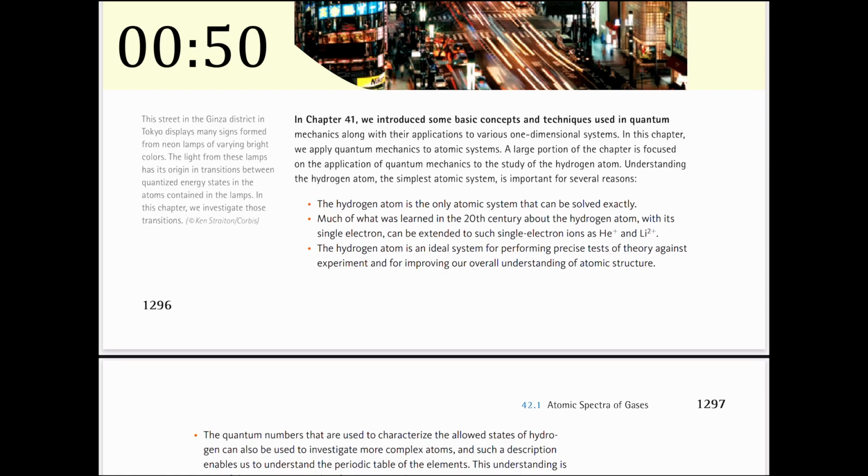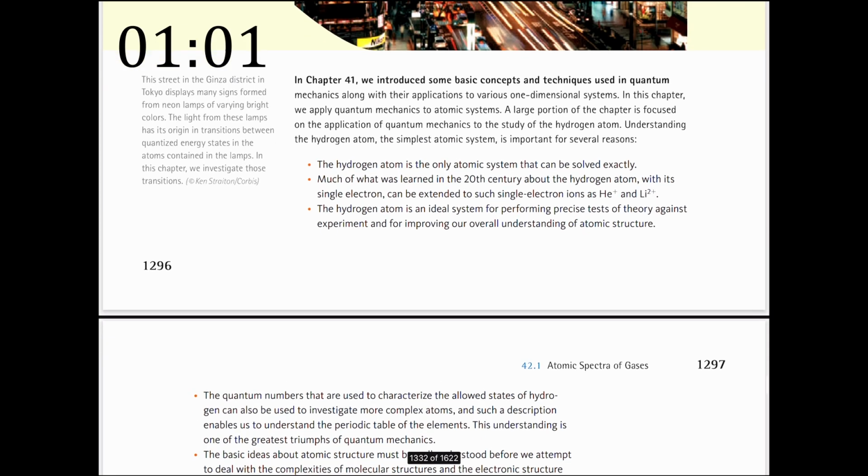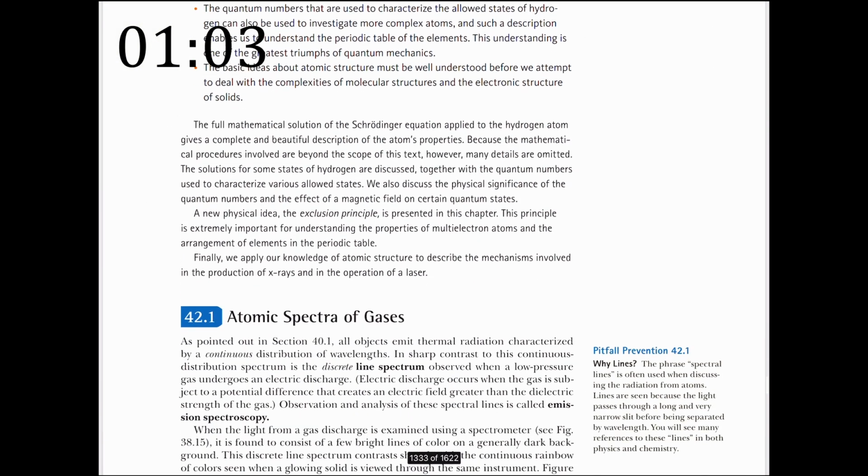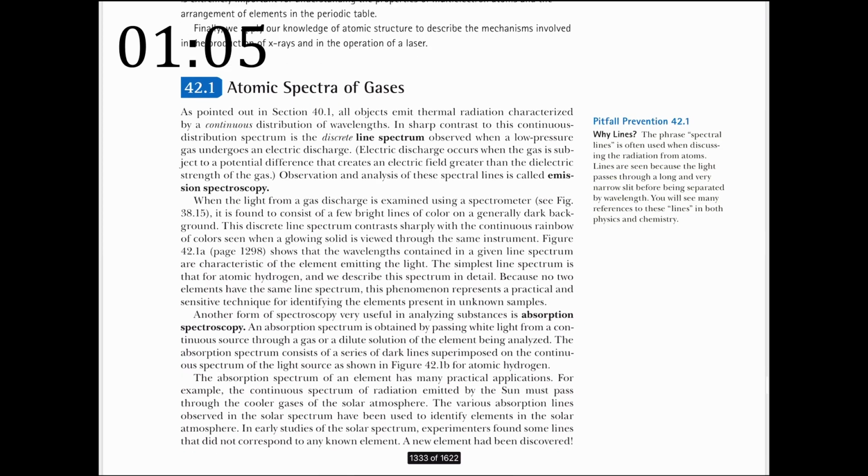Much of what is learned in the 20th century about the hydrogen atom with its single electron can be extended to such single electron ions as helium plus and lithium 2 plus. The hydrogen atom is an ideal system. Okay, we can't go through all of that, but there are a bunch of reasons why we use quantum mechanics.